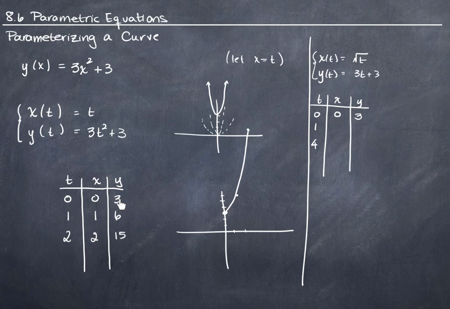Note that that's the same point I got here. When t equals 1, I get the square root of 1, which is 1, and 3 times 1 plus 3, which is 6. Again, the same point as I got down here. Now, when t equals 4, I get the square root of 4, that's 2, and 3 times 4 plus 3 is 15. So even though I had a different t value here, I got the same point as I did down here.